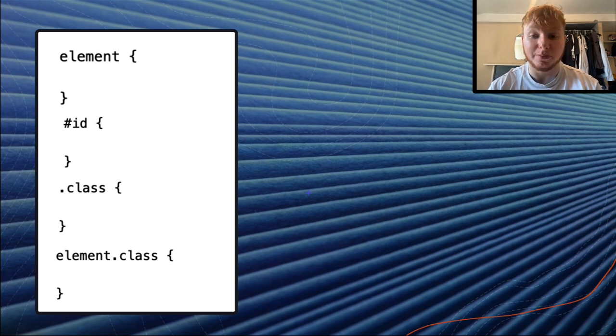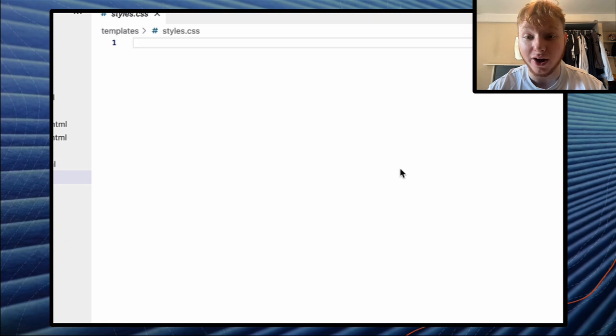Using a hashtag, we can put in an ID. This is so we can have specific styles for an ID. So if I had a button with an ID, my button, then I can style it by doing hashtag my button. So now to add the styles.